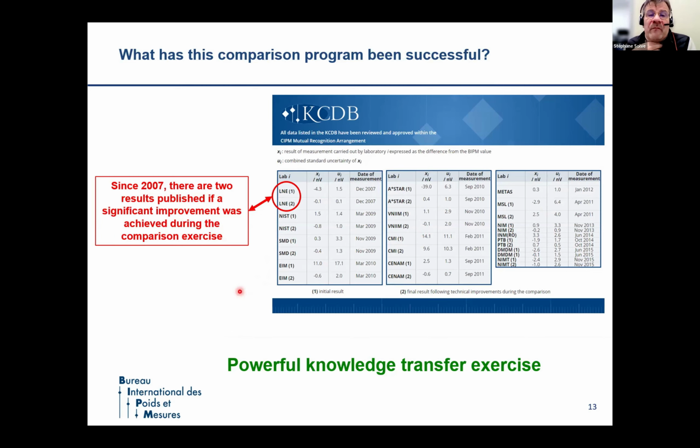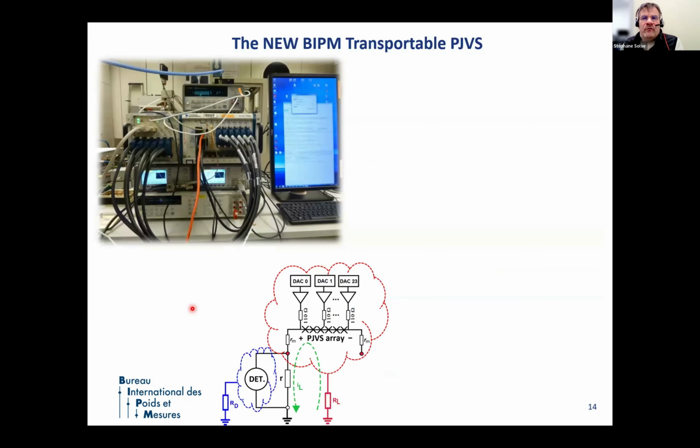So that's at least to show you that the BIPM on-site comparison was a powerful knowledge transfer exercise, especially to investigate all the systematic errors that I tried to describe during this talk. Let's move now quickly to the PGBs.